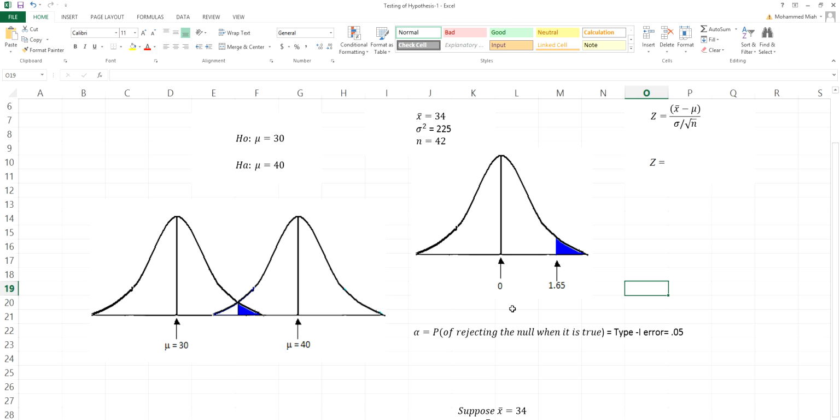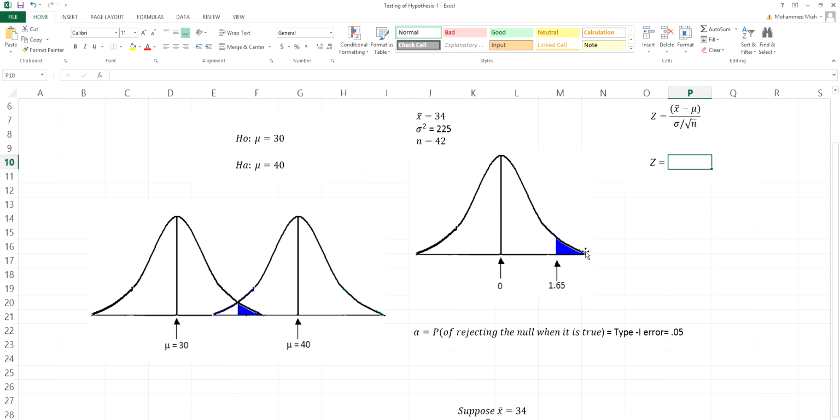1.65 is called the critical value, and this is called the critical region. The critical region is the same as alpha. Alpha is the same as type 1 error. Type 1 error is the same as the probability of rejecting the null when it is true. Now, when you read all of those in different sections of the book, don't get confused, because they are interchangeable.